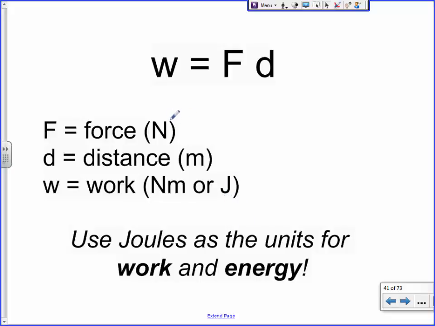Force is measured in newtons, so N is capital N. Named after Sir Isaac Newton, the guy with the apple falling on his head. And as always, a distance is measured in meters. One more thing that I should point out here.